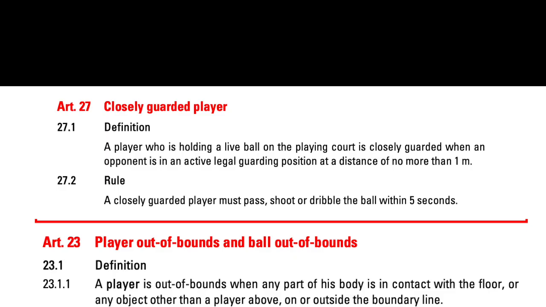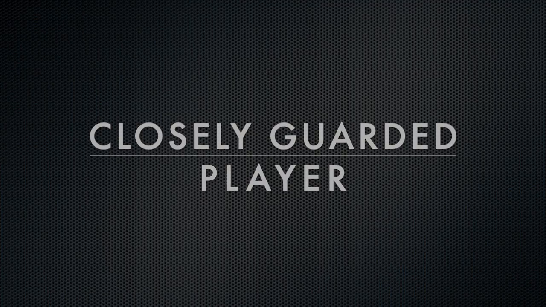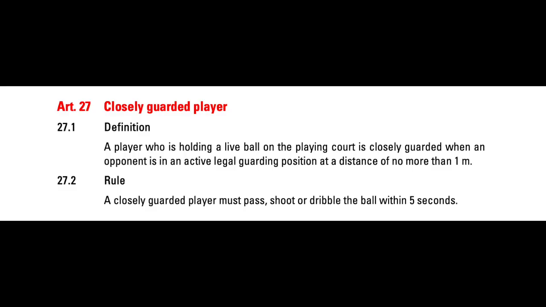Two violations because they're relatively short and straightforward: closely guarded player and out of bounds. When we look at the closely guarded player violation, it's important to understand that FIBA is about flow. So this violation's focus is to stop stalling or holding the basketball that can bog down the game.